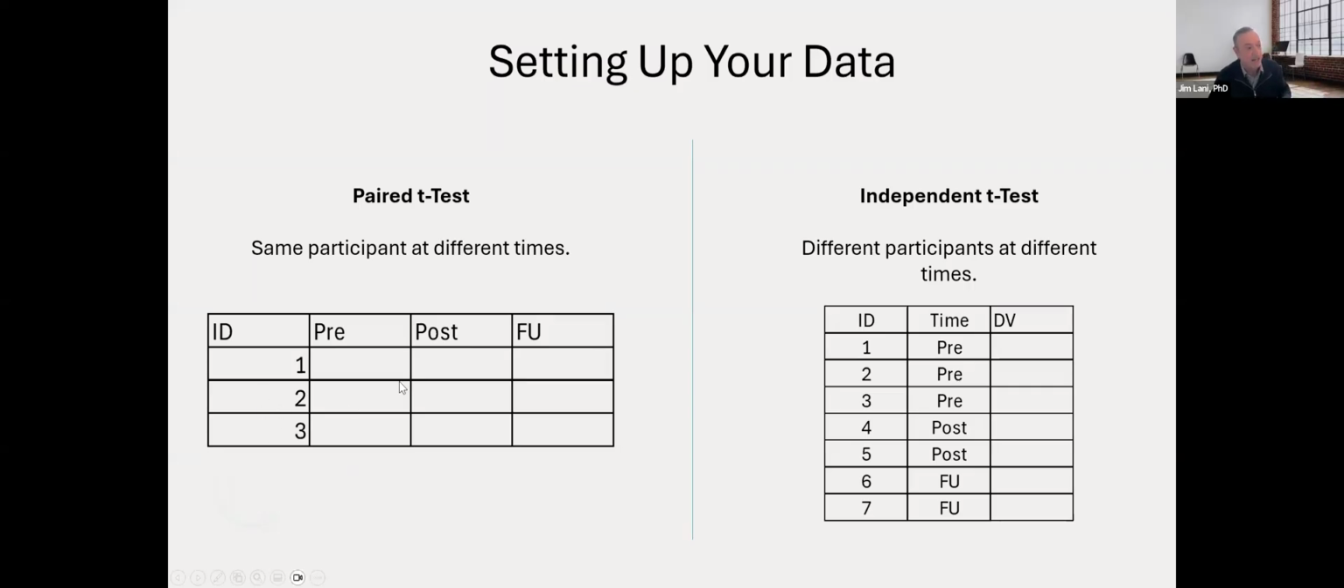You have 40 IDs there, and you have a pre-test score and a post-test score. That's how the data should look. You should have the same participant, ID 1, with their data on the same row, and if they have a follow-up, also on the same row. Whatever that participant is, all of their data needs to be on the same row, including that pre and post test. That's a paired t-test, or a matched sample t-test. That's what they call these things.